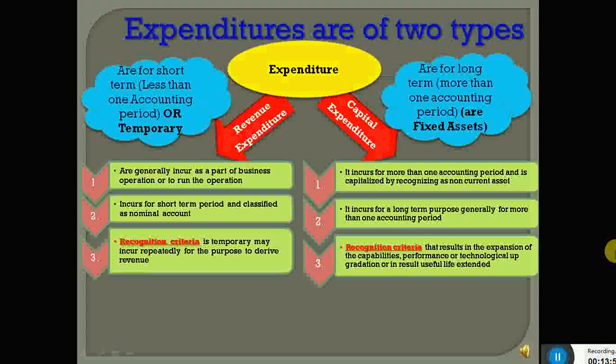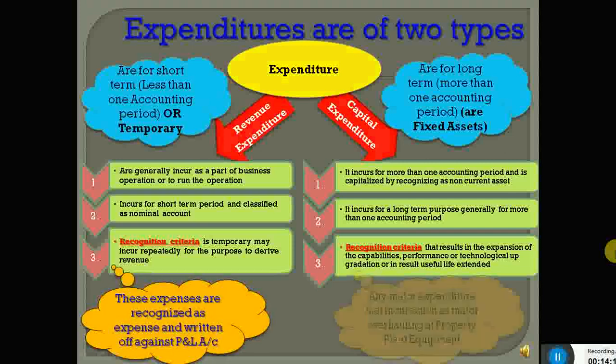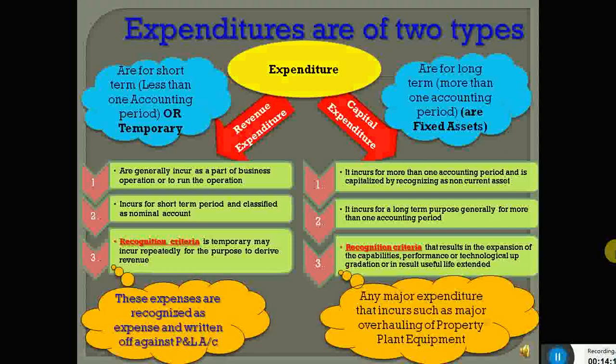And in the case of capital expenditure, any major expenditure that is incurred, such as major overhauling of property, plant, equipment, and other things, or the criteria mentioned above in number 3 of capital expenditure, it should be recognized as an asset, as a non-current asset.